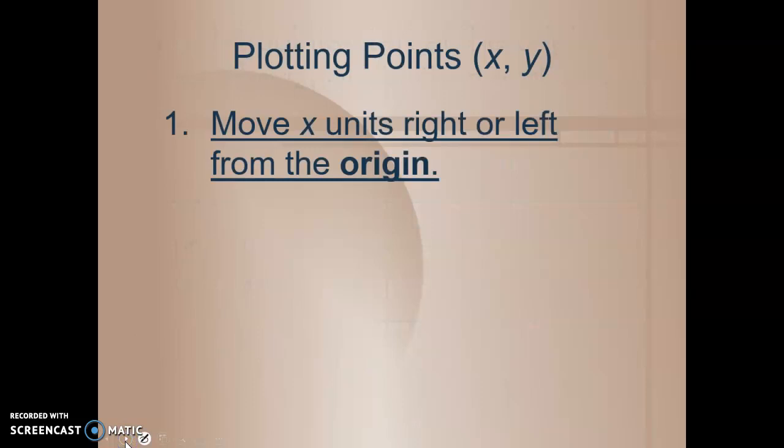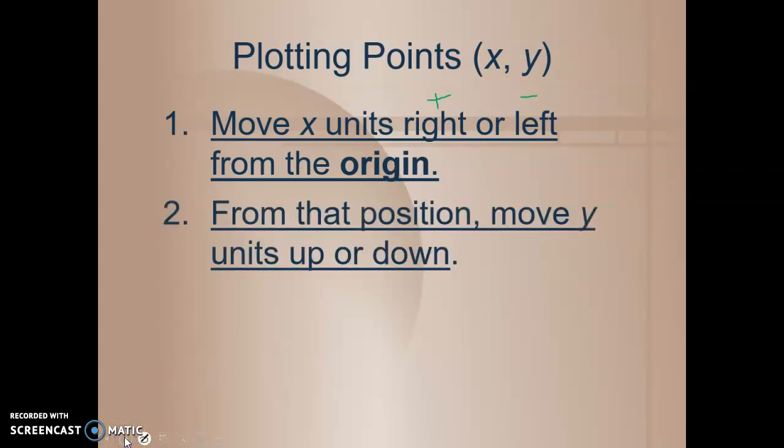When plotting points x and y, the first thing we want to do is move x units right or left from the origin. Positive numbers move us to the right, and negative numbers move us to the left, just like on the horizontal number line that we've been using all year. From that position, once we've moved left or right, we're then going to move y units up or down. If our y point is positive, we'll move up, and if our y point is negative, we'll move down.